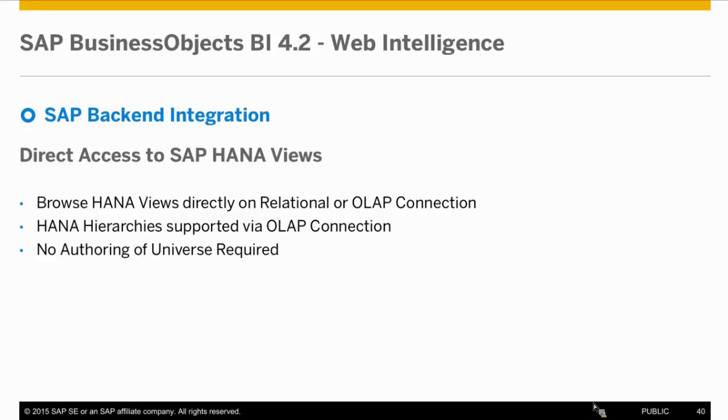With direct access, you don't need to create the universe anymore. Just like consuming the BICS connector for BW, we create on the fly a transient universe that's consumed by Web Intelligence, which an end user doesn't have to bother about. It supports hierarchies and the requirement of no altering of a universe. It will work with both the relational connection as well as the OLAP connection against SAP HANA. If you want to consume hierarchies, you have to use the OLAP connection, as the relational connection doesn't understand hierarchies.